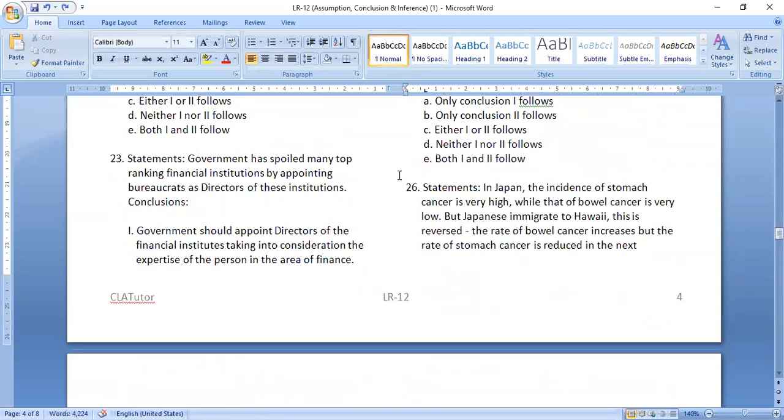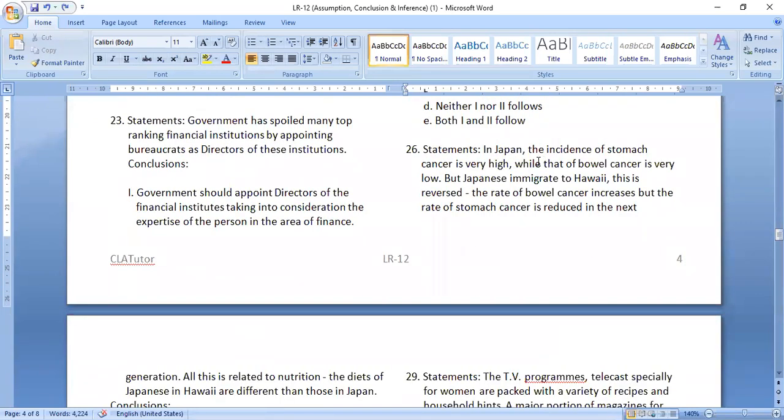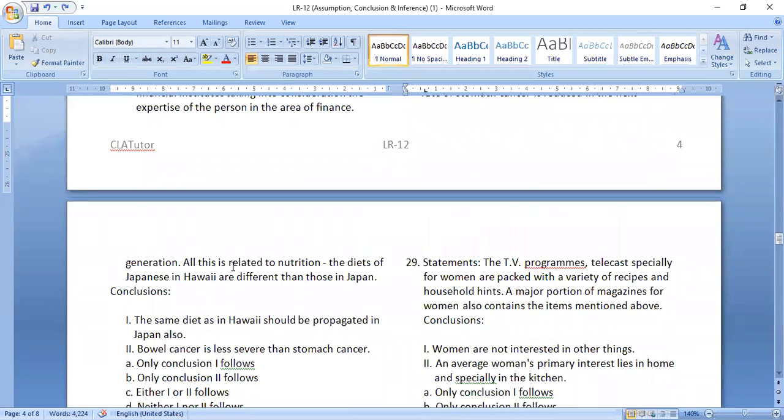Okay, so the statement here is that in Japan, the incidence of stomach cancer is very high, while that of bowel cancer is very low. But when Japanese immigrate to Hawaii, this is reversed. The rate of bowel cancer increases, but the rate of stomach cancer is reduced in the next generation. All this is related to nutrition. The diets of Japanese in Hawaii are different from those in Japan.